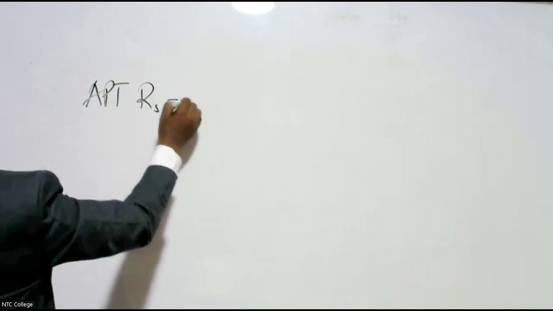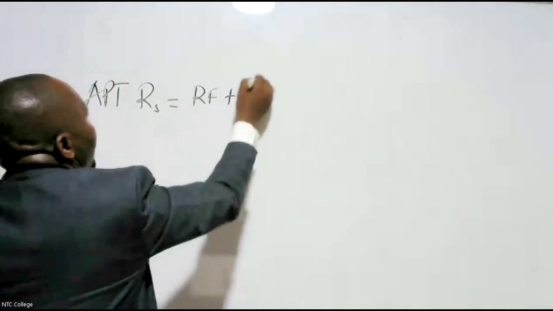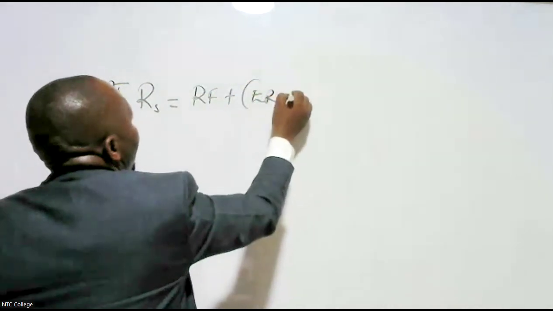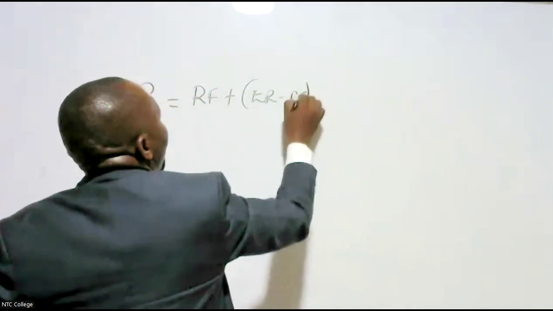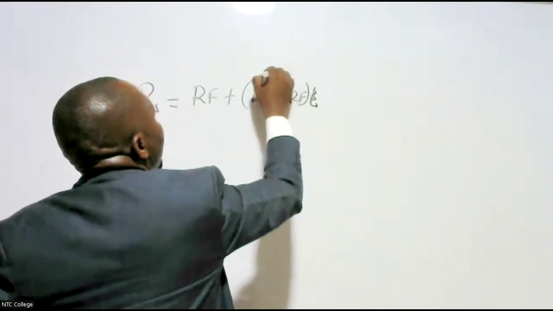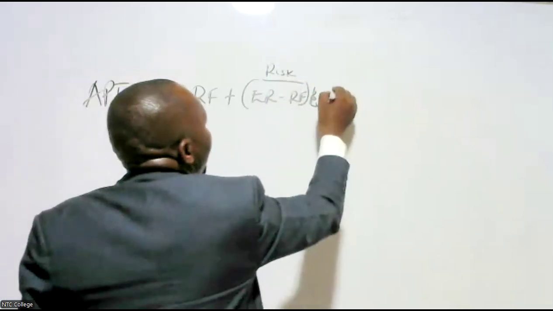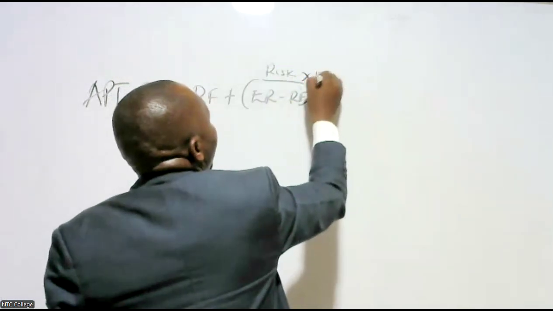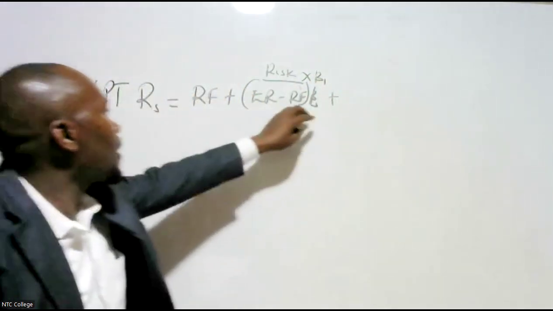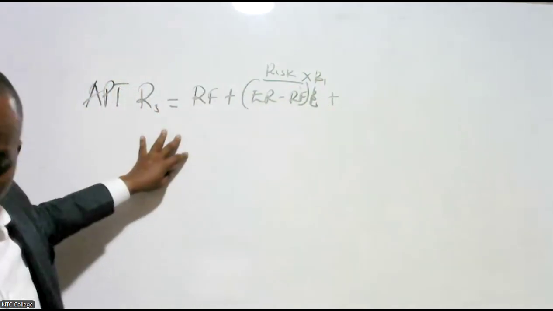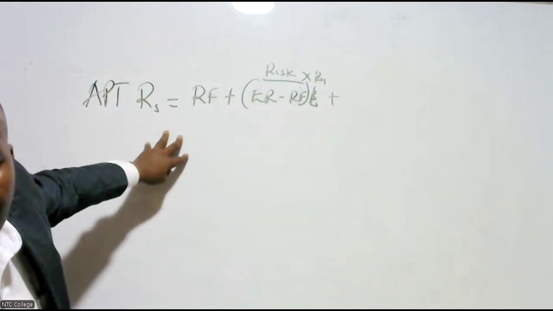APT return for S is equal to the risk-free rate, which is RF, plus expected return of the first one minus RF, times the beta for the small. But now this one has been given to you, it is called risk premium. So they have given you the risk premium for the first one times beta for the first one. Risk premium for the second one, like that. So therefore, these are the factors. So for small one, we can come and get the first one here.